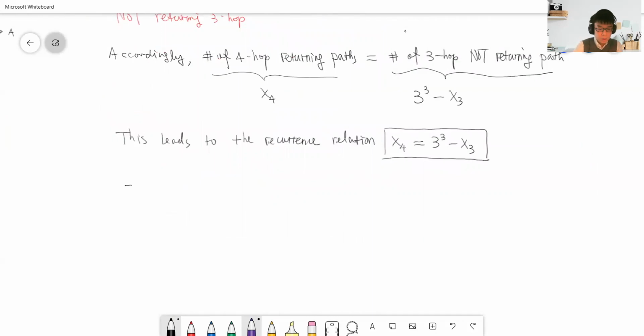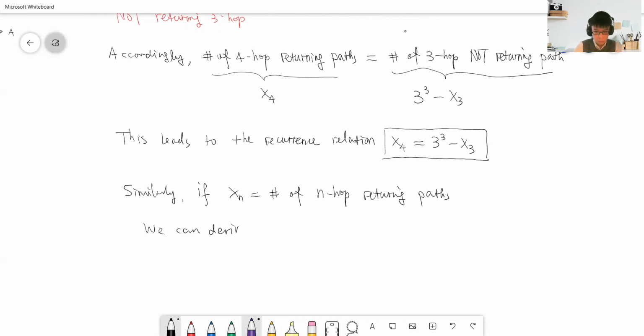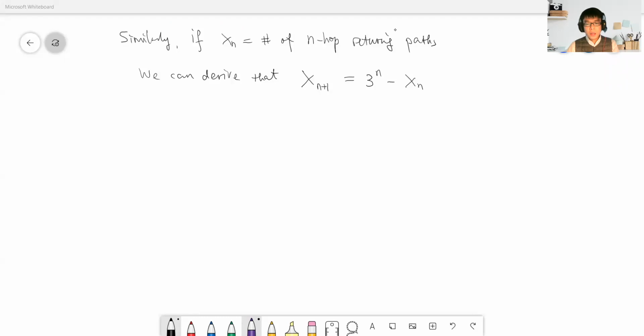Similarly, if we denote xn to be the number of n-hop returning paths, we still have a similar recurrence relation. That is, x(n+1) equals 3 to the n's power minus xn. We can use this recurrence relation to calculate x4 from x1.